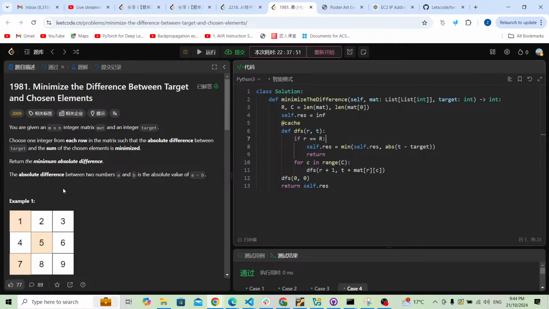We are just given an m times n integer matrix mat and an integer target. For each of the rows, we must choose one number in each row. And finally, we're going to return the minimum absolute difference.